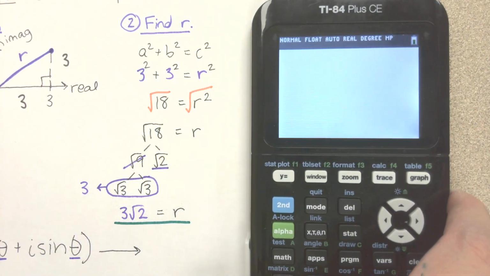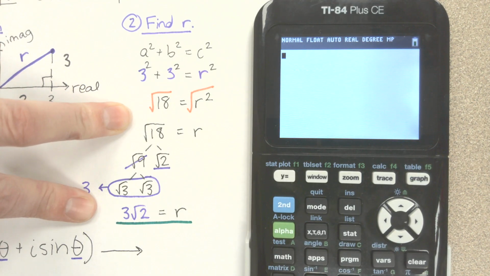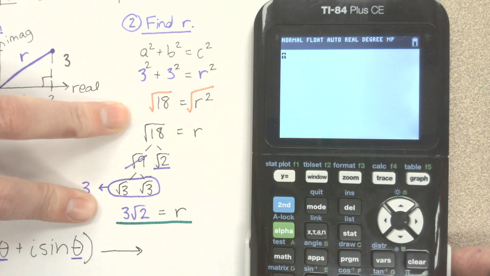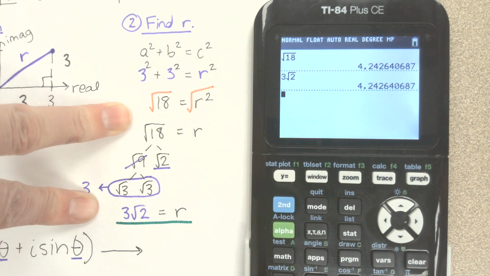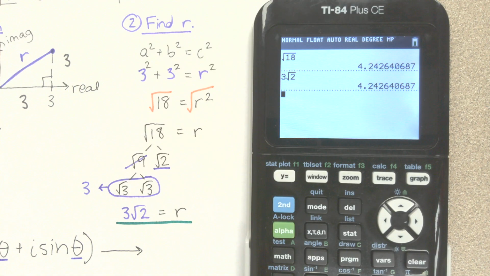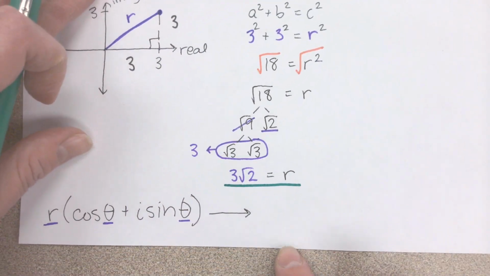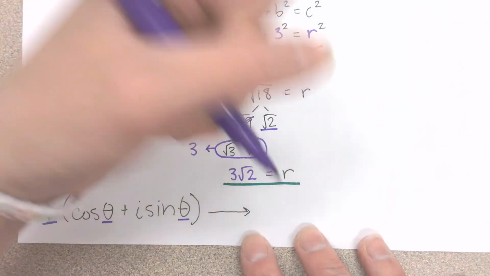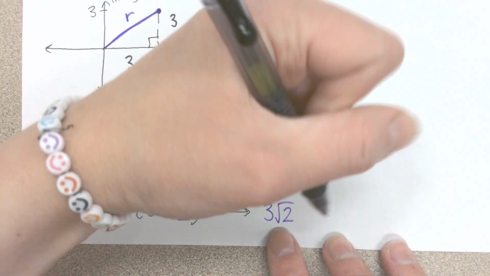And then if you're not sure if that's correct, you can always check it in the calculator. Put the before and the after. They should get the same decimal. So that's what I'll do here. Square root of 18 and 3 square root of 2. Same decimal, we're good. So we could go ahead and fill that in the answer if you want to do that. So we know we have 3 square root of 2 for the R value.